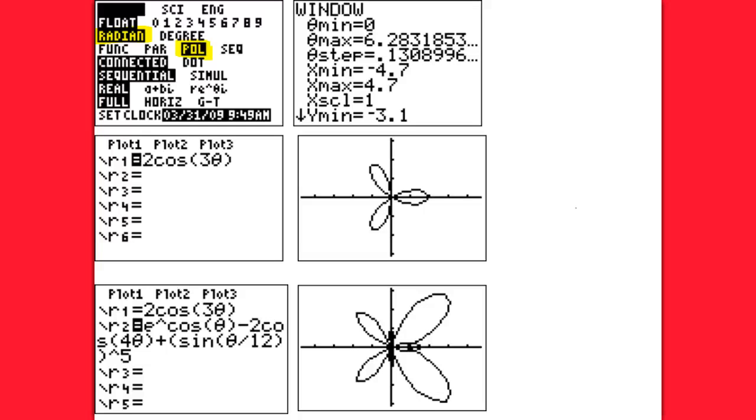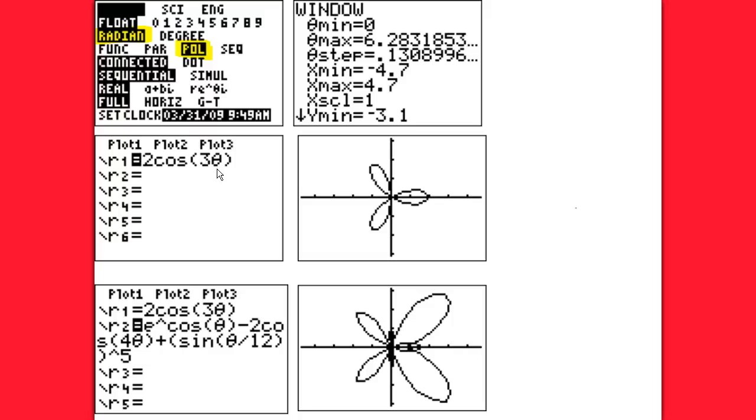All right, I'm going to put in that equation that we were just working with. When I go to y equals, it's no longer going to say y equals. Now it's going to say r equals. So we've got r is equal to 2 cosine 3 theta. And if you're wondering where I got that theta, when you're in polar mode and you hit your X button, it'll put a theta on instead of an X. So 2 cosine 3 theta.